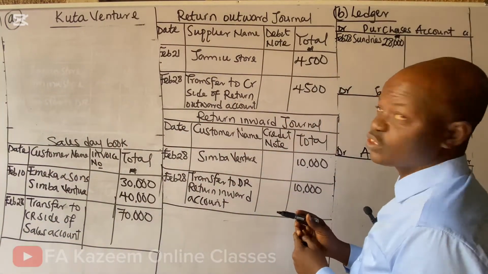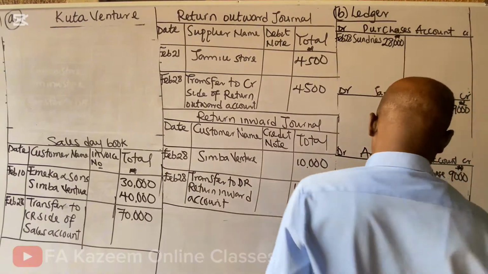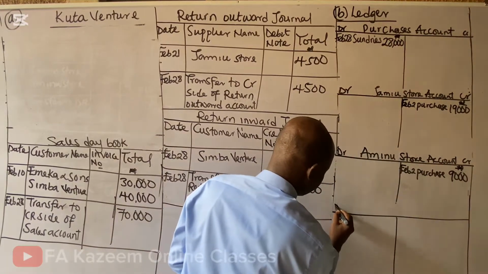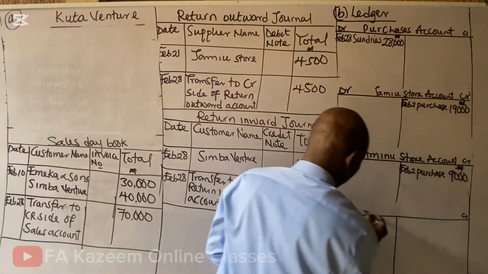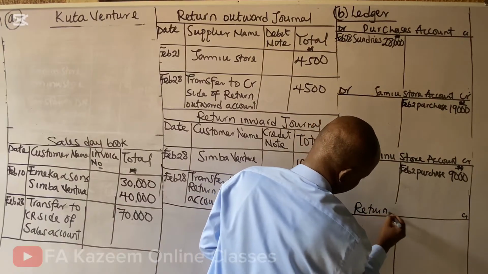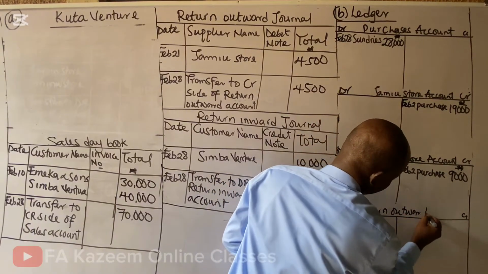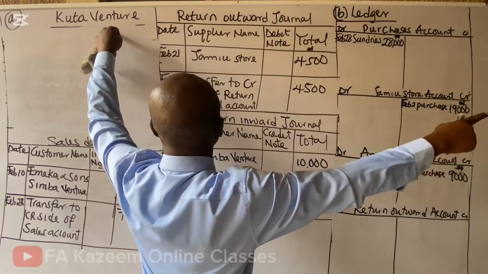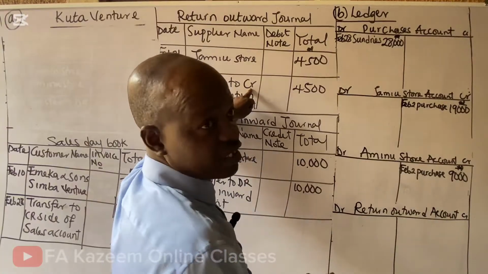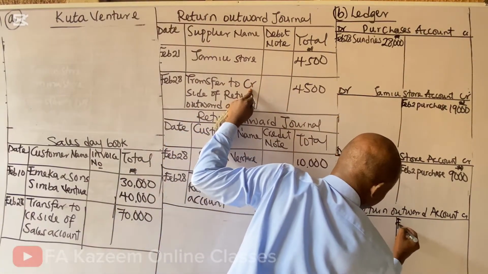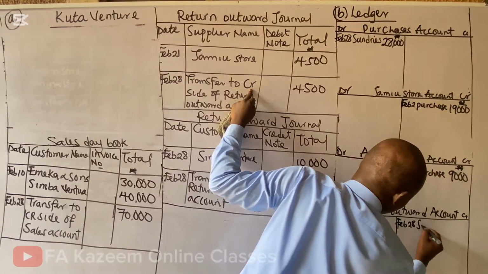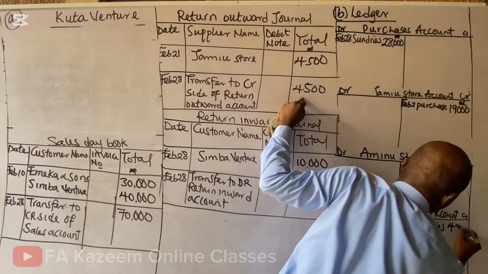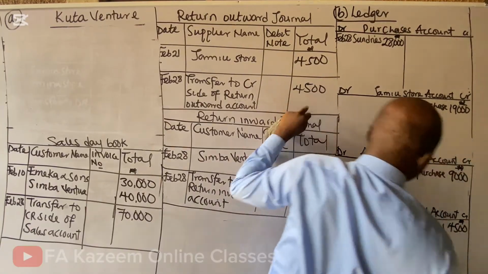Next is return outward. The reason is this: from return outward, you transfer it to return outward account. From a double entry perspective, return outward means Conta Venture is giving the goods out. That's why they say we should transfer it to the credit side. Now, that is February 28th. We are going to refer to all the names inside as sundries. How much goods? 4,500. Remember to put Naira sign.